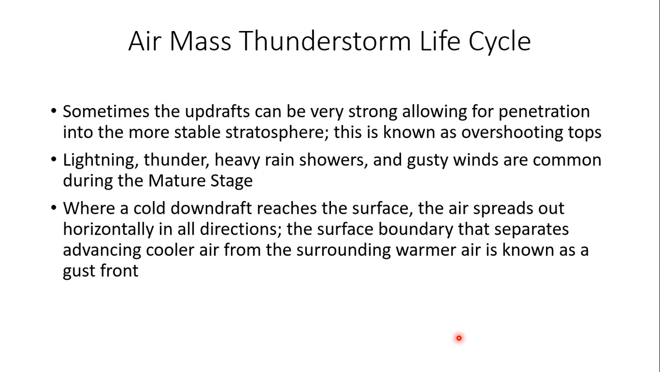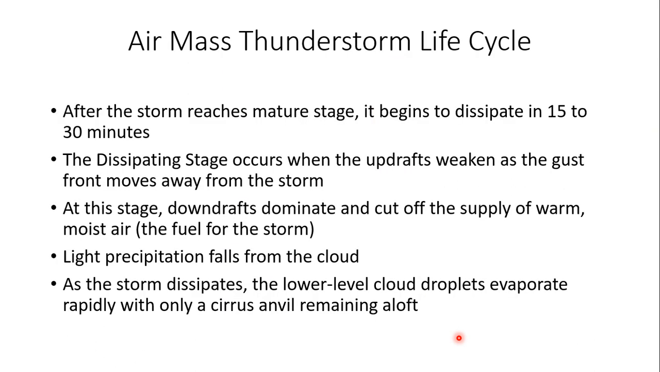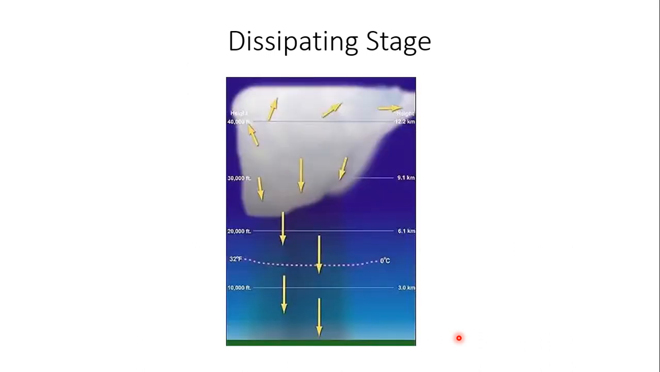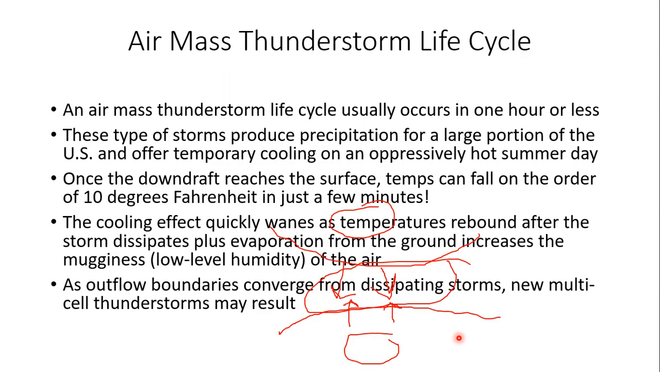With air mass thunderstorms, additionally, we get to the dissipating stage. This occurs when the updrafts weaken and the storm is predominantly influenced by downdrafts. And then we talked about additional considerations with air mass thunderstorms. We talked about how at times you can get these gust fronts or these outflow boundaries moving away from dissipating thunderstorms to converge, and the formation of new thunderstorms can result.